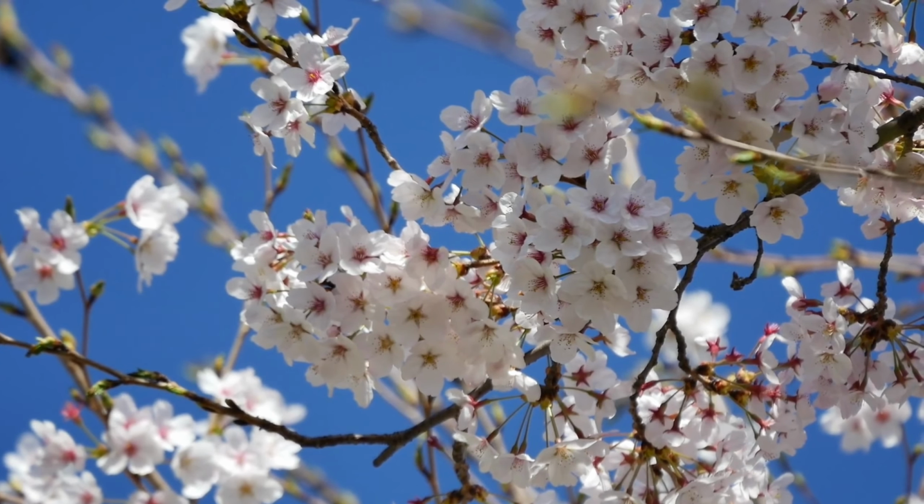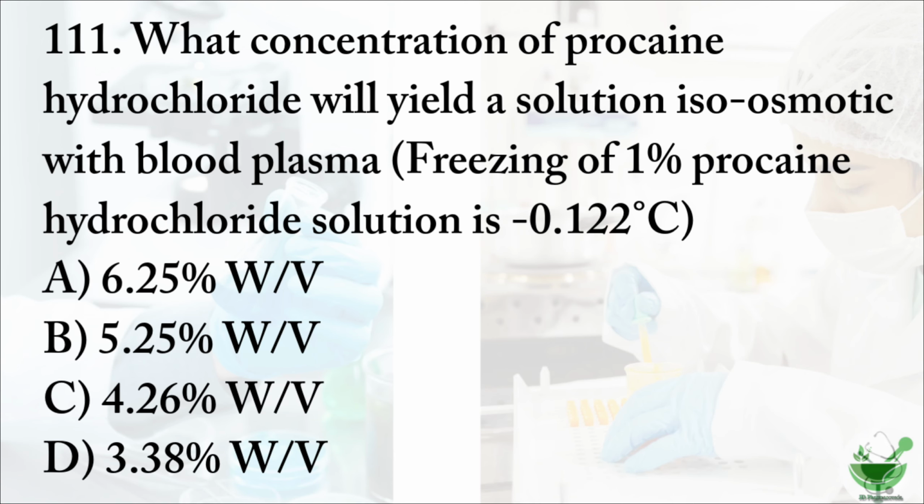In this video, let's continue from question number 111. Question number 111. What concentration of procaine hydrochloride will yield a solution isoosmotic with blood plasma? The value given is the freezing point depression of a 1% procaine hydrochloride solution, minus 0.122 degrees Celsius. The options are option A 6.25% weight per volume, option B 5.25% weight per volume, option C 4.26% weight by volume, option D 3.38% weight by volume.